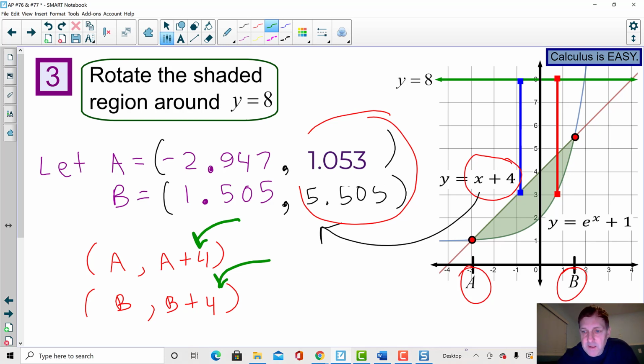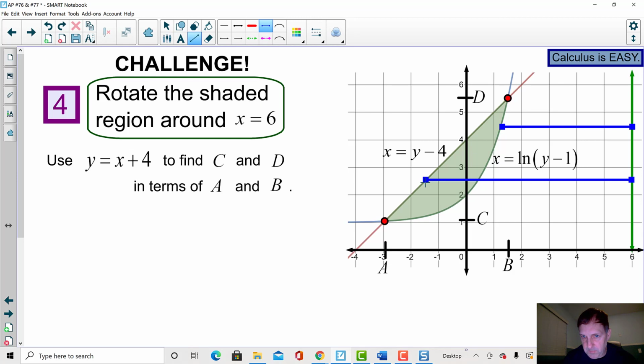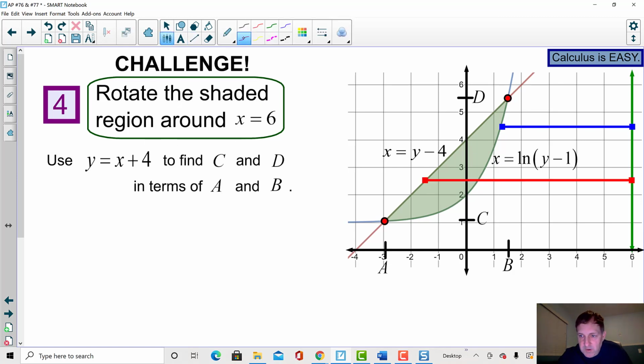We've already said what the a and the b are. So here's number 4. Again, it's called the challenge problem. This will be our little r. This will be our big R. Let's make the big R red. And because we're going around the line x equals 6, it's kind of like going around the y-axis. So everything's going to be y.